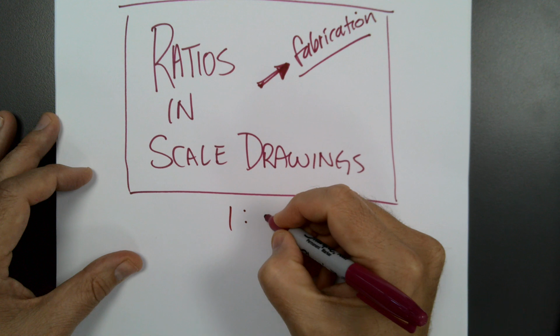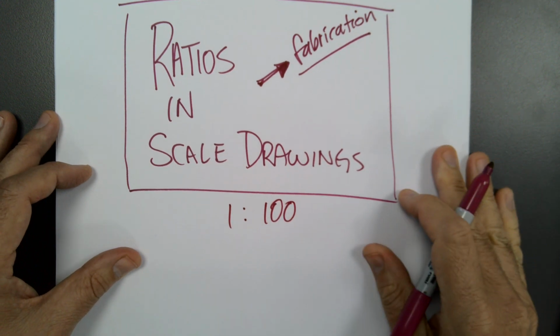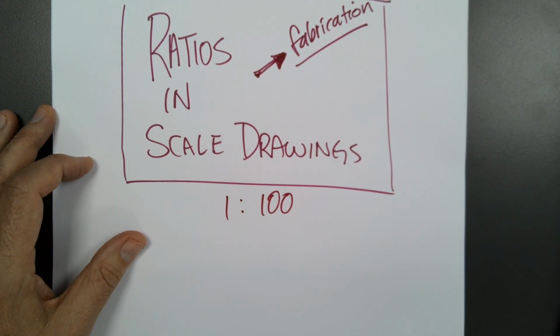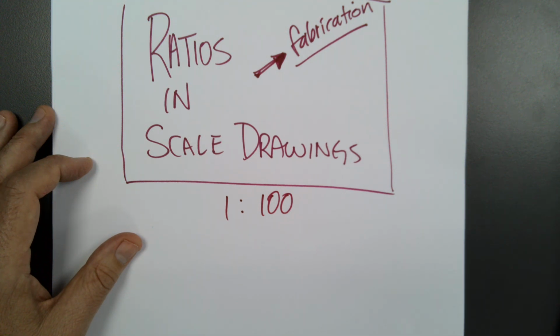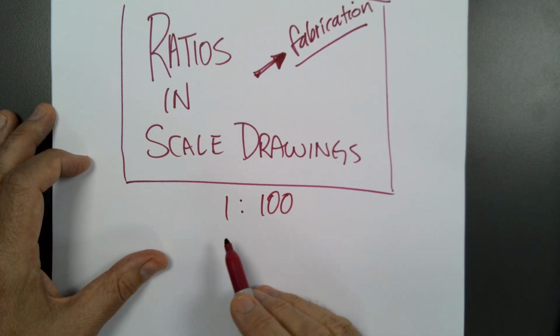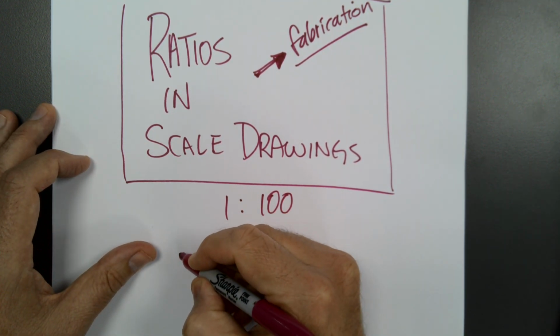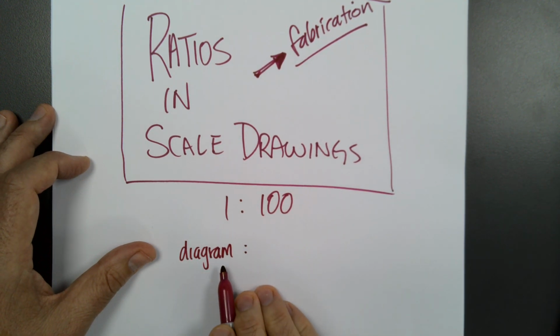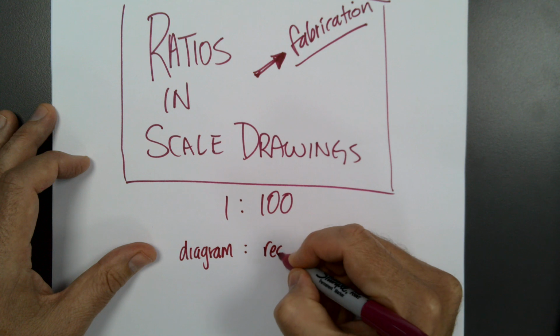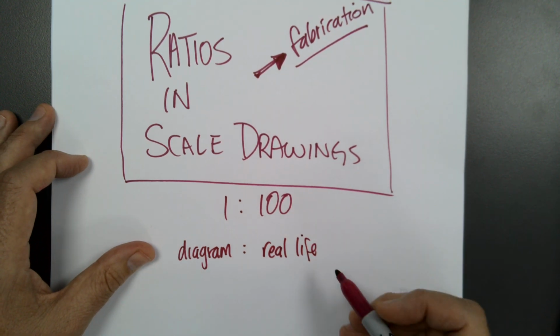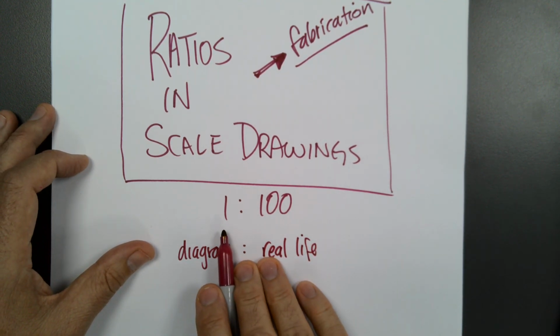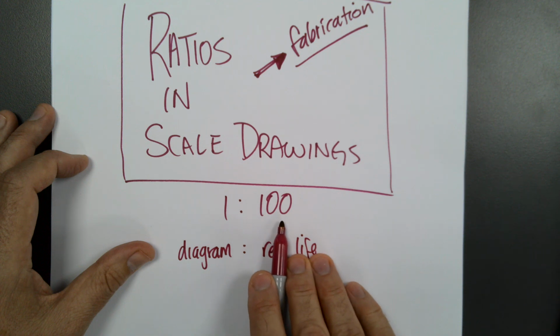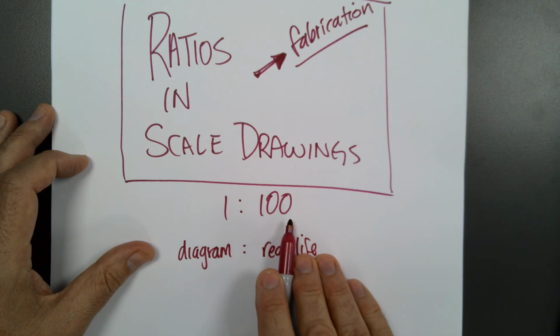So it's a ratio. So let's say I've got this, okay? Now that's the scale that most house plans are drawn in. Not all, but a lot of them. Okay, now what does that mean? Okay, so it's 1:100. Over on this side, you have the diagram, okay, measurements off the diagram. And over here, that is real life.